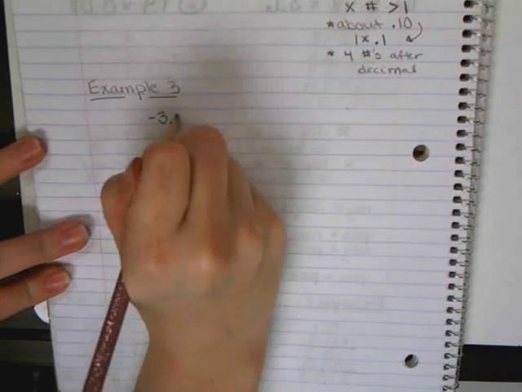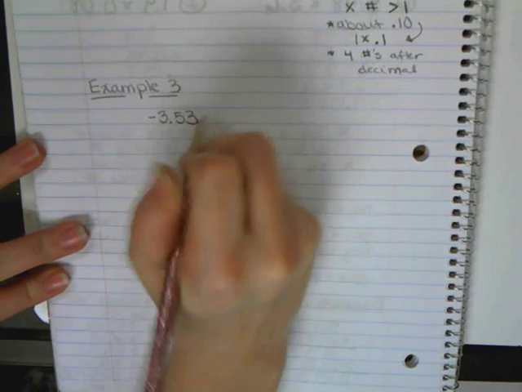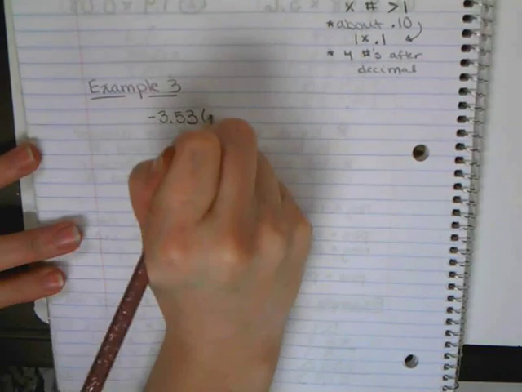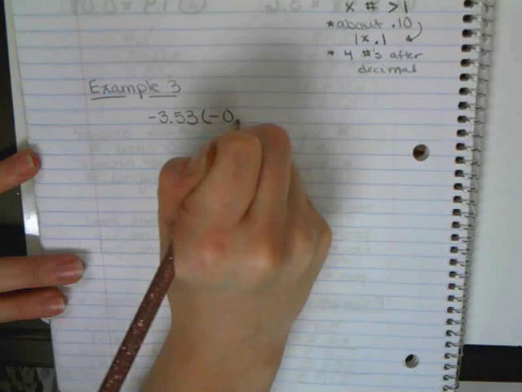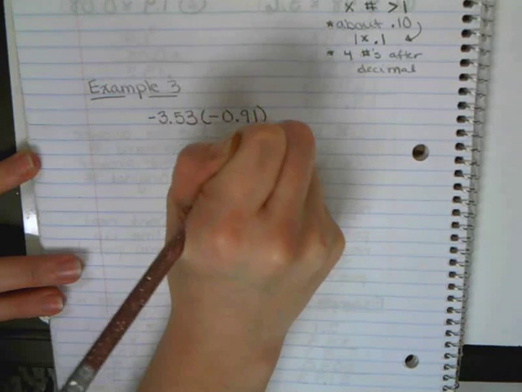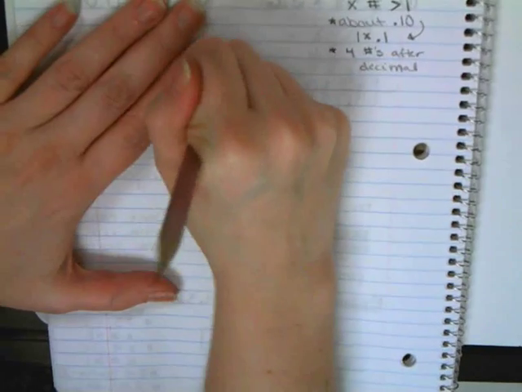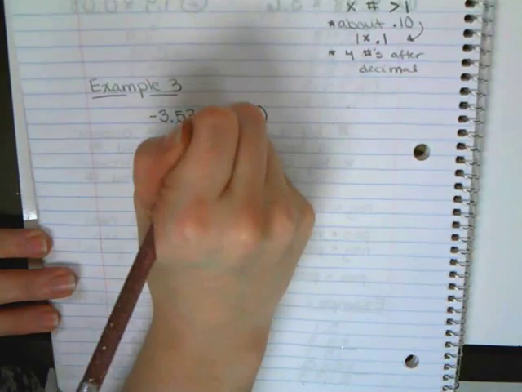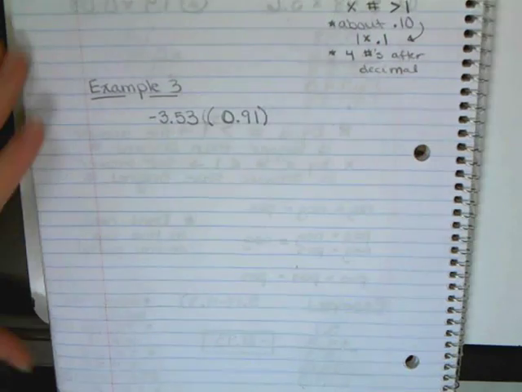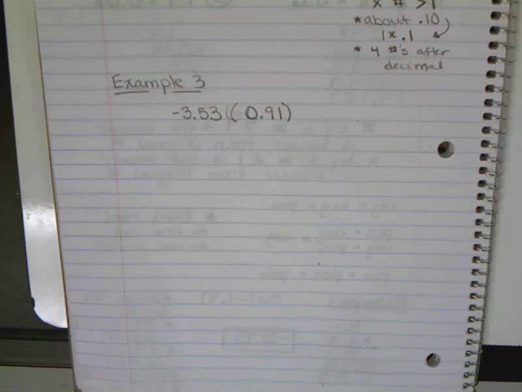Negative 3 and 53 hundredths times negative 91 hundredths. Let's not make that negative. Okay, we just did 2 negatives. Let's make this positive. Right? Negative 3 and 53 hundredths times 91 hundredths.